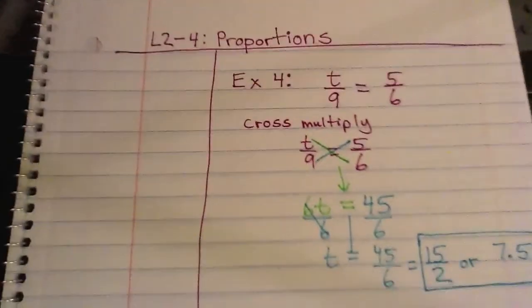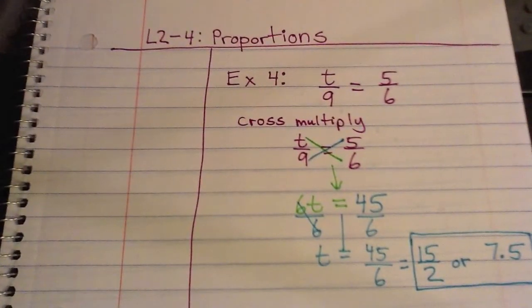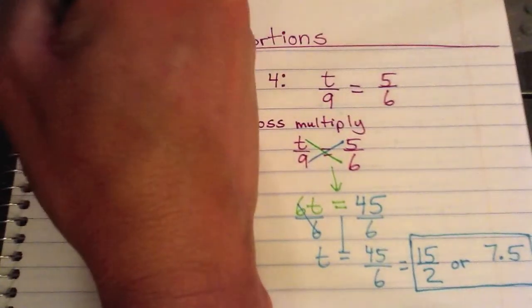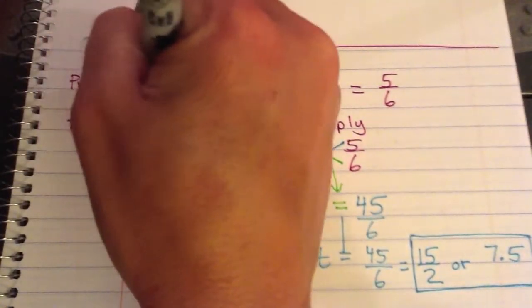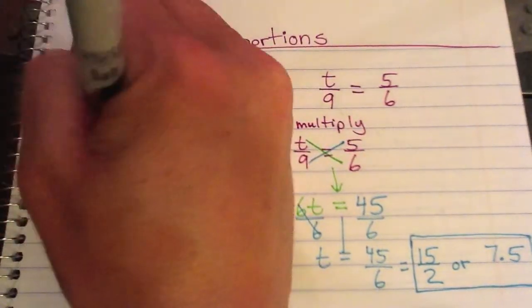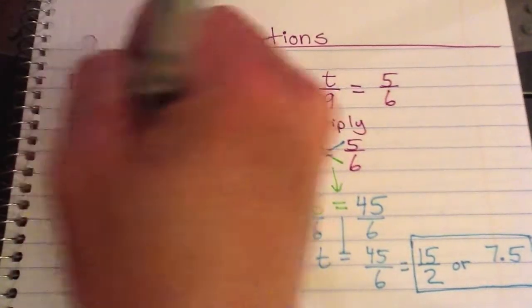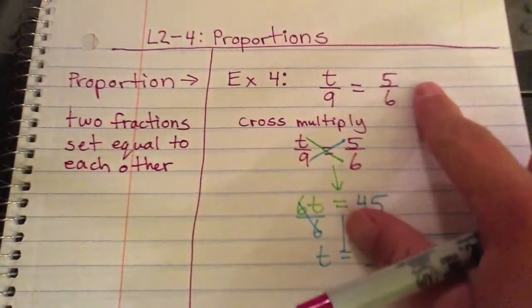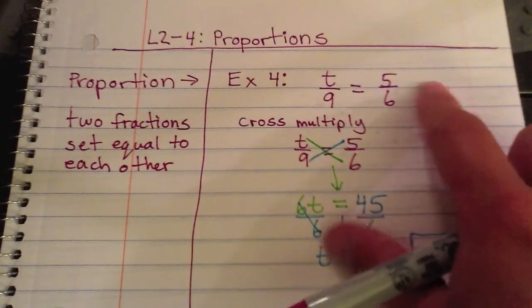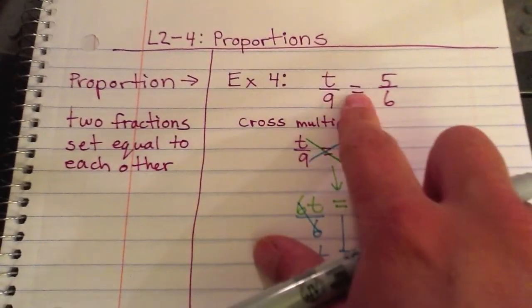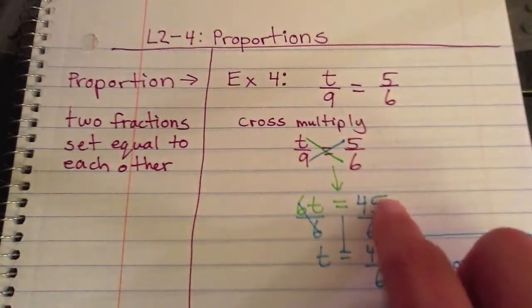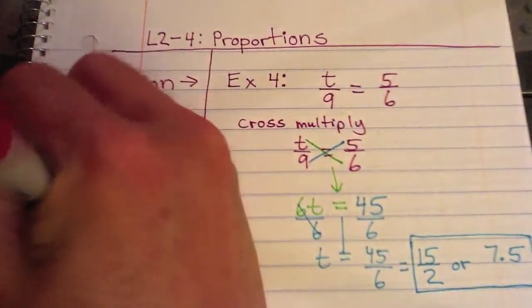So over on the left, let's go ahead and write some stuff about that. First of all, you need to know what a proportion is. A proportion is two fractions set equal to each other. They don't have anything else with them. There's not a +2 over here or +5 or anything like that. If it was something like that, you'd have to handle this completely different. Proportion is two fractions set equal to each other. And when you see that, then you can cross multiply.